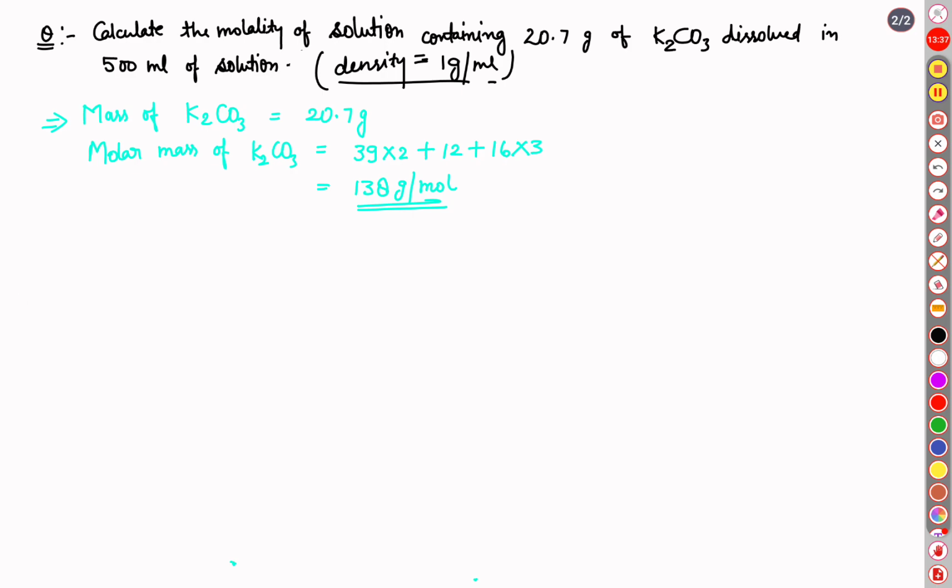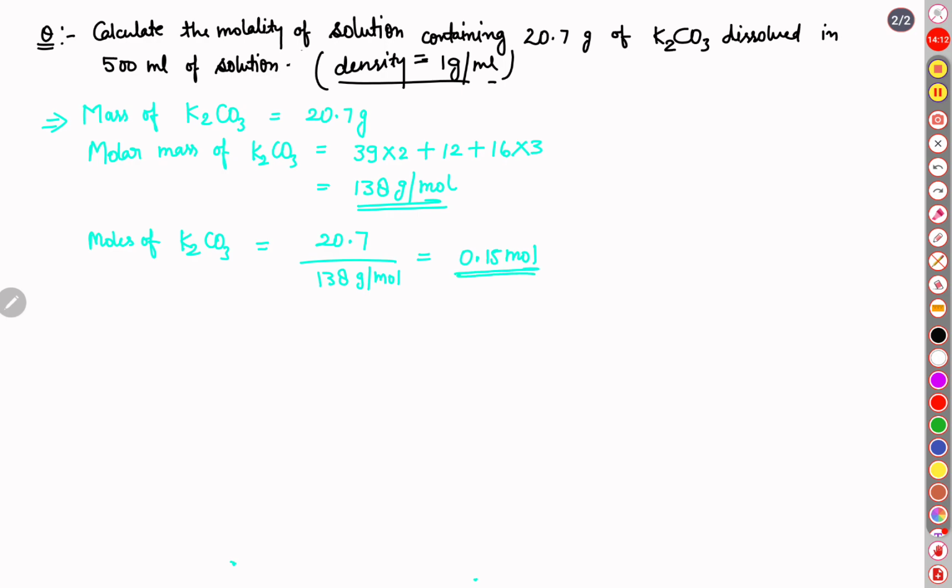Clear? Now we have to find the moles of K2CO3. Moles of K2CO3 is equal to the given mass 20.7 by molar mass 138 gram per mole. If we solve this one, we will get 0.15 mole. This is the mole we have found.